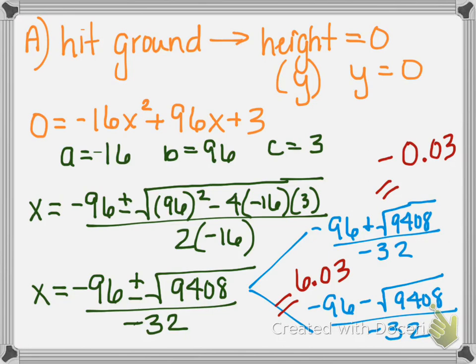Okay, so now let's remember we're talking about the time the ball hit the ground. Well, the ball can't hit the ground if I haven't hit the ball yet. And when I hit the ball, it's time 0. So this answer here is not possible. First of all, I can't have negative time. I can't go back in time no matter how much we want to sometimes. So I can't have negative time. So my only answer to this problem, since it's a real-world question asking us to solve a real-world problem, the ball hits the ground after 6.03 seconds.